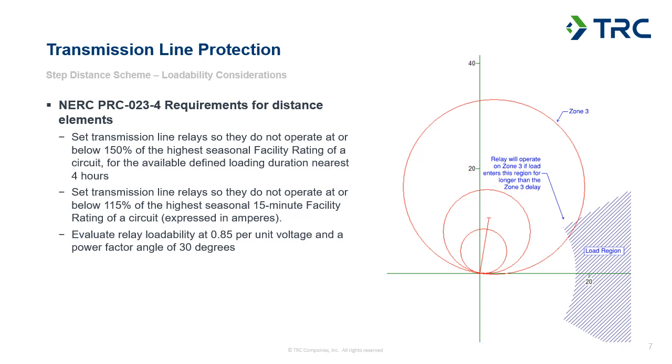And in either of these cases, we're evaluating relay loadability at a reduced voltage, which will increase the current, and a specific power factor angle of 30 degrees. So that's where, when you're plotting out your load region and looking at your loadability compliance, that 30 degrees comes from, that we've got plotted in the load region shown on that figure.